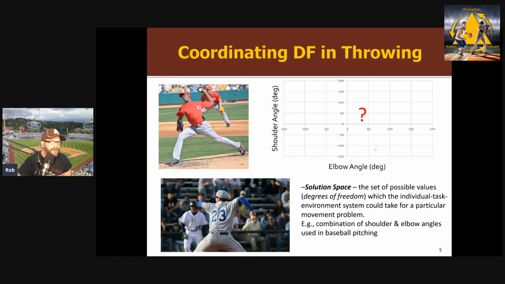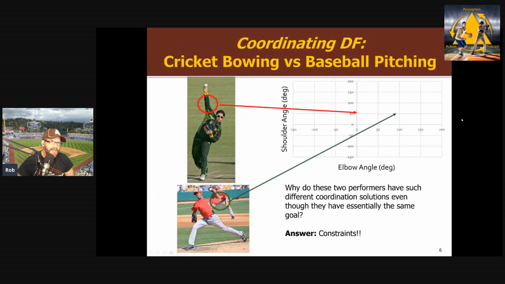So the problem, how do I find my spot in the solution space? Where do I need to go? There's so many choices. Well, to understand this and how constraints play in, let's look at the difference between two different types of throwing in sports, pitching in baseball and bowling in cricket, okay?